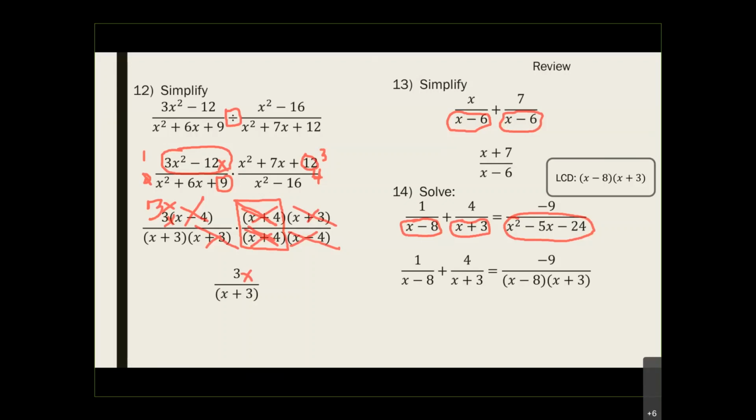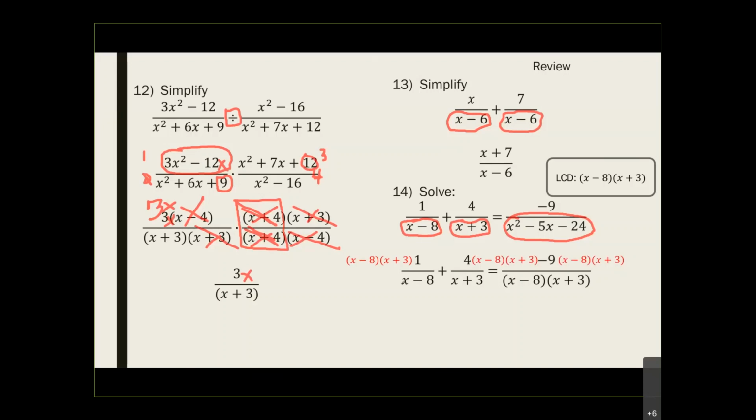But what do we do with the LCD? Reminder, ladies and gentlemen, all we do is take the LCD and insert it on the numerators. Everybody see the 1? I insert my LCD at the 1. The 4, I insert my LCD at 4. And the negative 9, I insert my LCD at negative 9. Why do we do that?